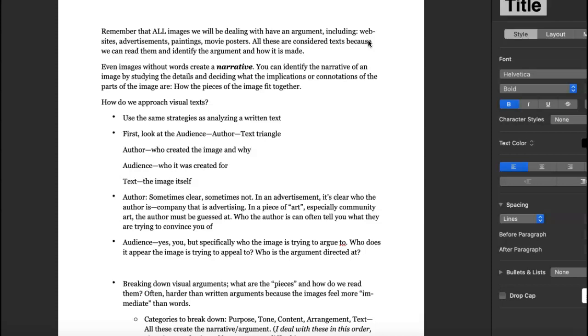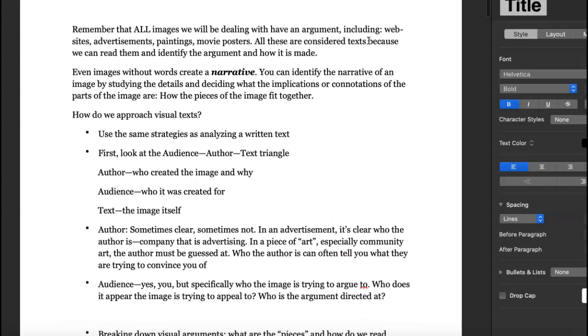No matter what type of image we're looking at, all images have an argument to them, just like written text. Websites, advertisements, paintings, movie posters. All of these are considered text because we can obviously read them, identify the argument, and figure out how it's made. Even images without words create a narrative. You can identify the narrative of an image by studying the details. You can look at those details and see what the implications or connotations of the parts of the image are, and how those pieces fit together.